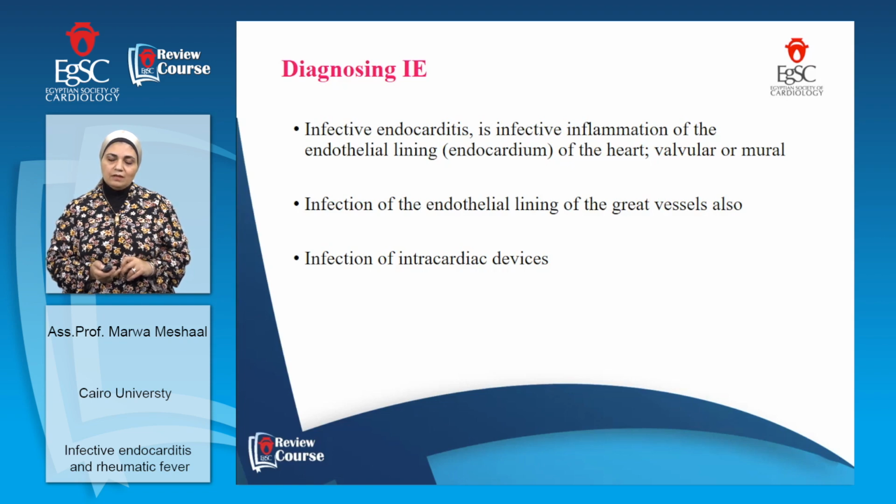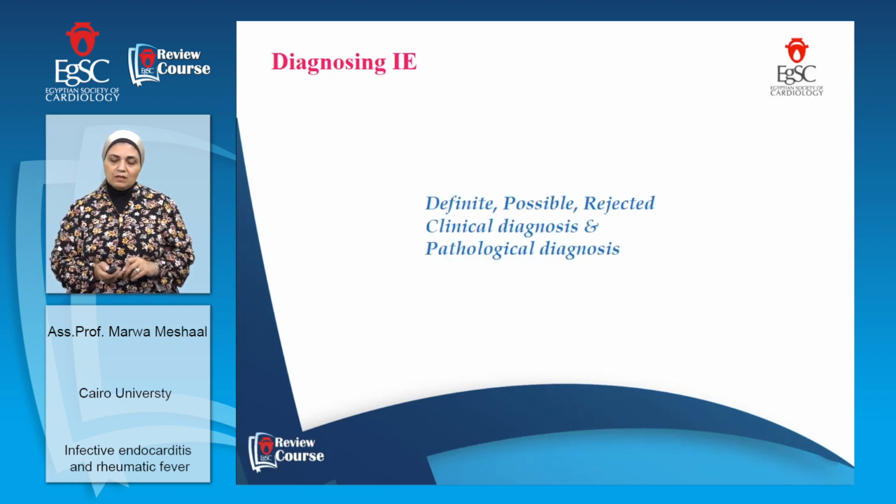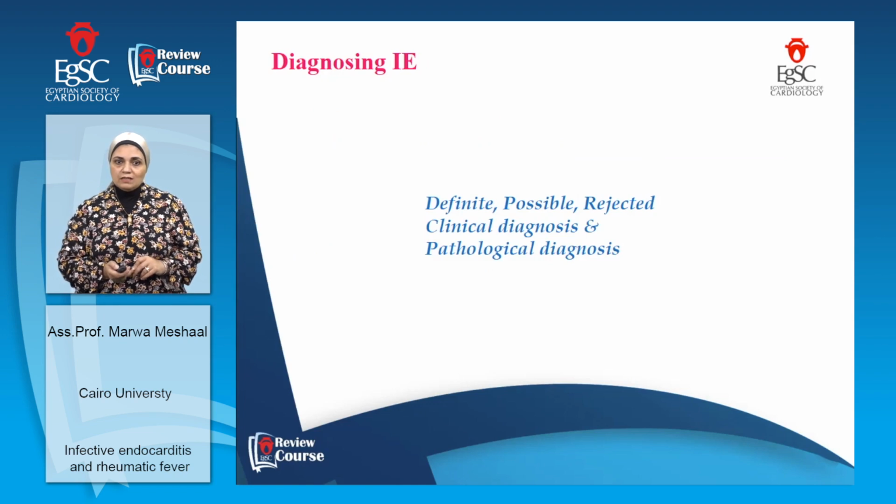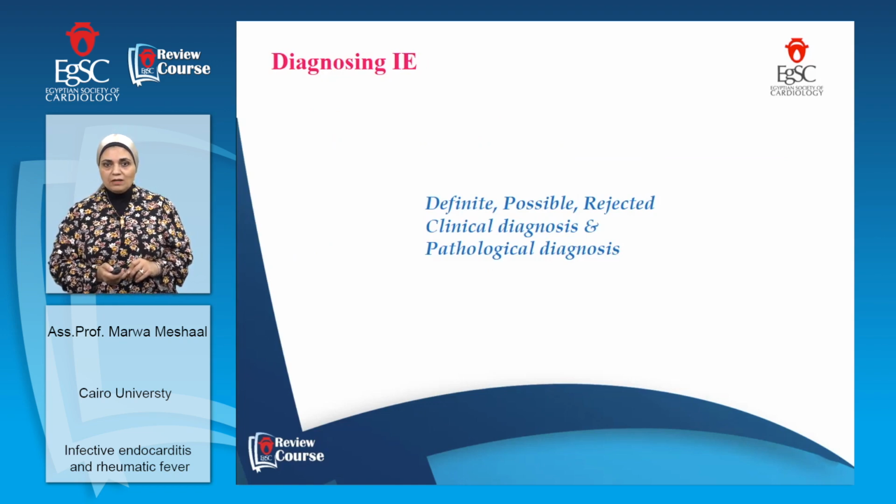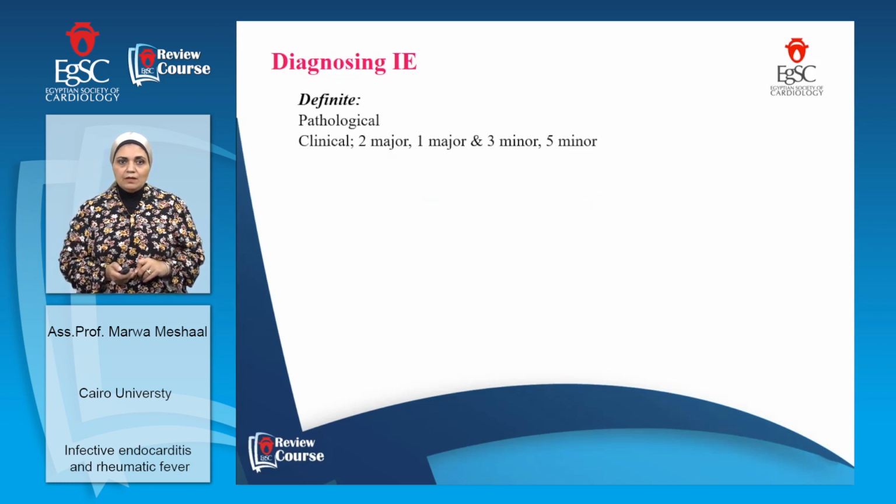These are the three categories of infective endocarditis. Now, we classify infective endocarditis as definite, possible, or rejected, based on clinical and pathological criteria. Definite endocarditis is the diagnosis of infective endocarditis based on pathological evidence of infection of the examined cardiac lesion or distal embolization event, or the clinical diagnosis based on 2 major criteria, or 1 major plus 3 minor, or 5 minor criteria.